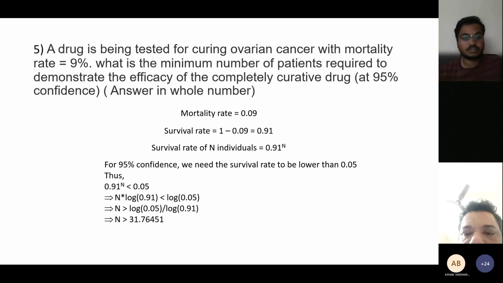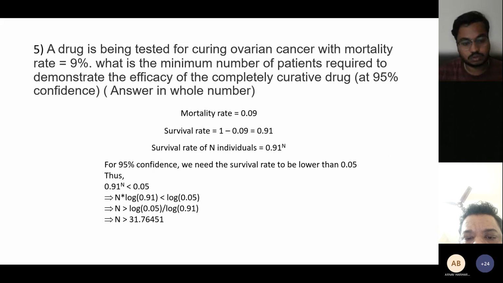Otherwise, if the survival rate is greater than 0.05, we won't be able to tell if the drug is working or if the person survives just because of natural chance. So I think this part is the critical part. Does everyone understand why we are taking 0.05 and what we are trying to do?